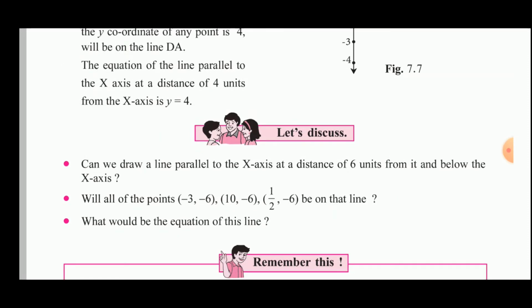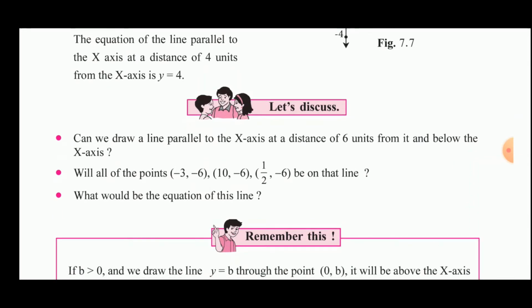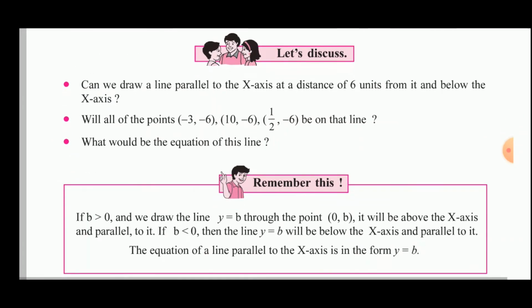Now let us see this. Can we draw a line parallel to the x-axis at a distance of 6 units from it and below the x-axis? Yes, we can draw the line. All these points -3, -6, 10, -6, half, -6 will be on that line, and the equation of the line will be y equal to -6.